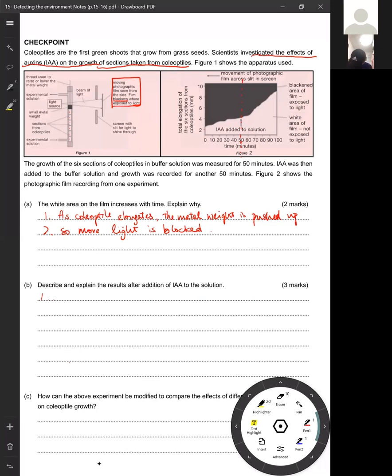So describe, right? You can say that the size of the white area increases by a greater extent or at a faster rate, because you have time on the x-axis, right? So you can tell the rate after adding IAA. So why? That means the second sentence, you are going to talk about the function of the IAA. Okay, you have to tell me what the IAA or auxin does.